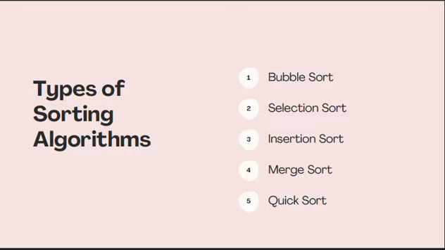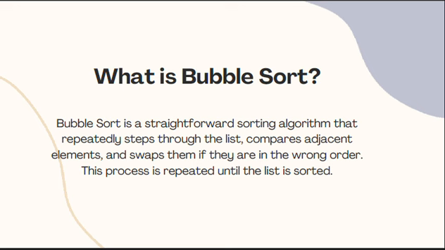correct position. Merge sort is a divide and conquer algorithm that splits the list into halves, sorts them, and then merges them back together. Quick sort is another divide and conquer algorithm that picks a pivot element and partitions the array around the pivot. Today, we learn about bubble sort. Now, what is bubble sort?